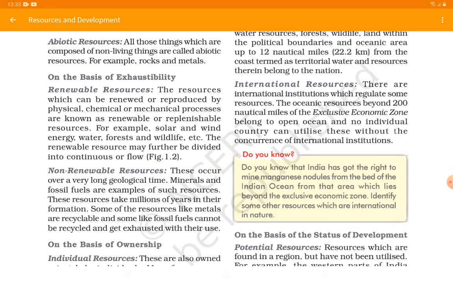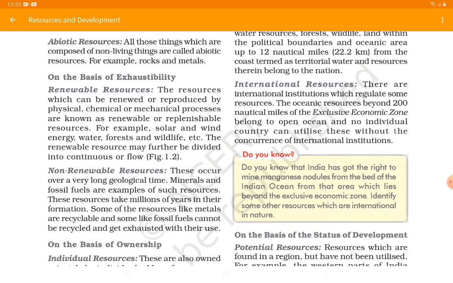Renewable resources on the basis of exhaustibility. Now what do you mean by exhaustibility? When some resource is exhausted after some time, or due to its continuous use it is exhausted from nature, then it is exhaustible. For this we have two types, renewable and non-renewable.